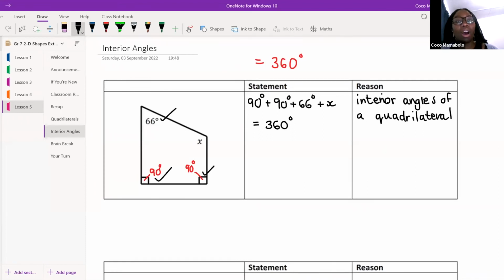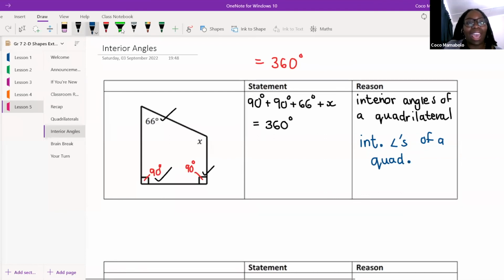Okay. Now, you guys will know from day one that I'm very lazy. I'm not going to write interior angles of a quadrilateral every single time. No. So what I'm going to write is int. angles of a quad. If you guys want to write interior angles of a quadrilateral, some teachers even add equals 360 degrees. You're welcome to do that. But me, I'm lazy. I'm not going to do that. You guys can do it if you want.